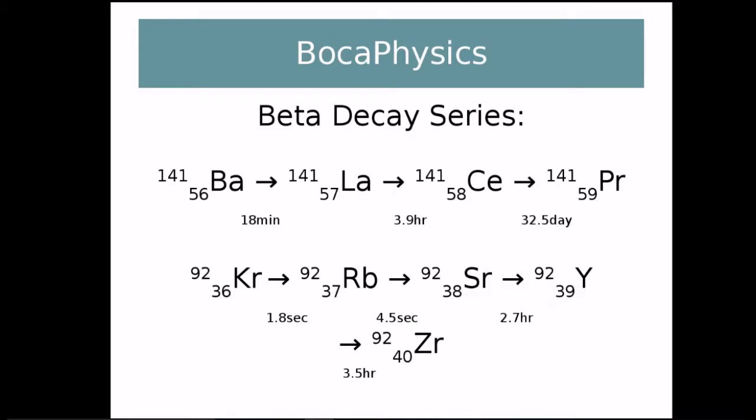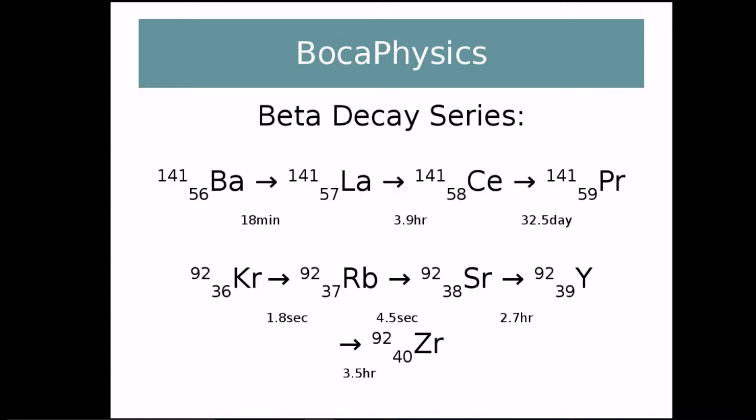These are the beta decay series for the fission fragments barium-141 and krypton-92. Barium-141 is neutron heavy, and so undergoes beta decay, resulting in the daughter nucleus, lanthanum-141, which has 1 more proton and 1 less neutron. Lanthanum-141 in turn decays into cerium-141, which again has 1 more proton and 1 less neutron than its parent. And this particular series ends with the stable nuclide praseodymium-141.